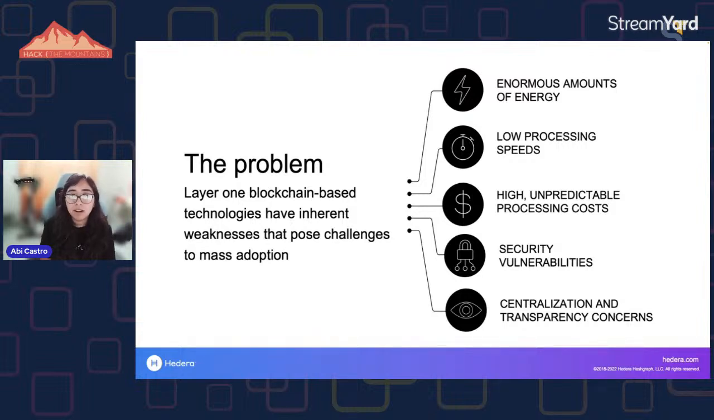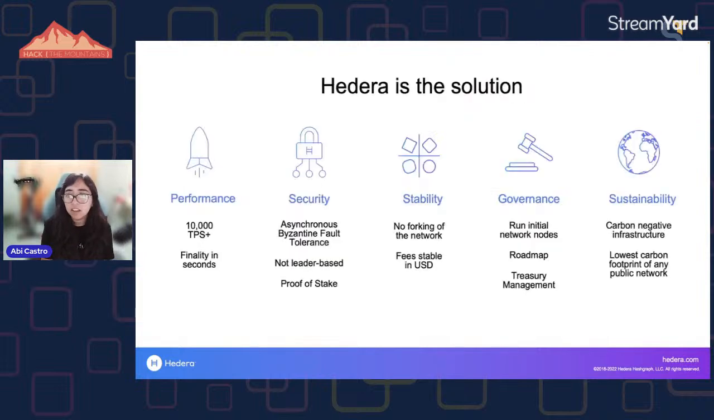High unpredictable processing costs make it difficult to know how much profit you're making, if you're going to be able to run the next month, the next 2 months, and that just doesn't seem very feasible. Security vulnerabilities, along with centralization and a lack of transparency. Hedera services guarantee that you will build applications with a high throughput, fair ordering, and low latency consensus, along with a very low carbon footprint.